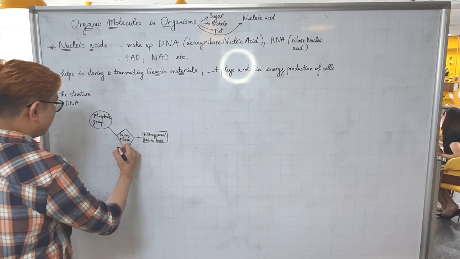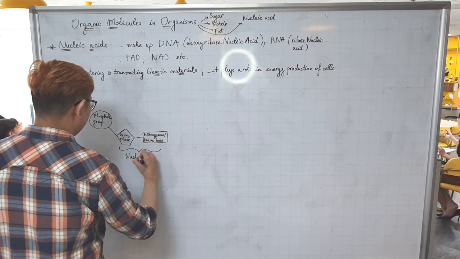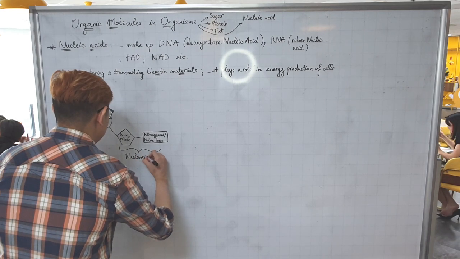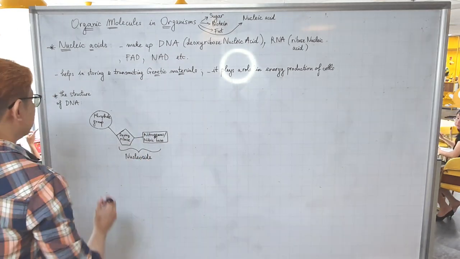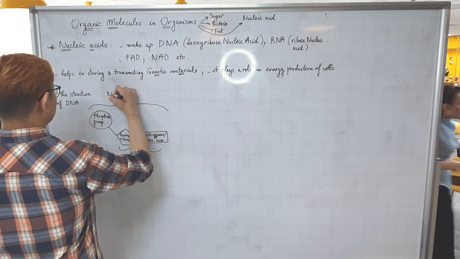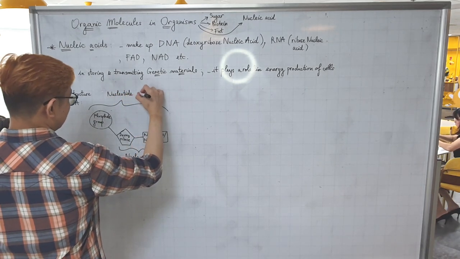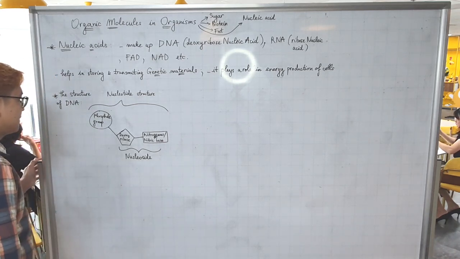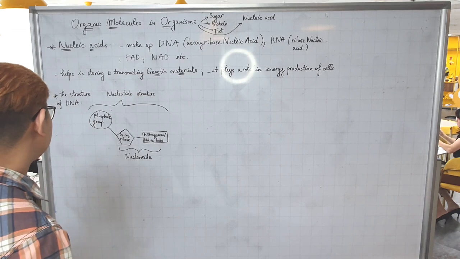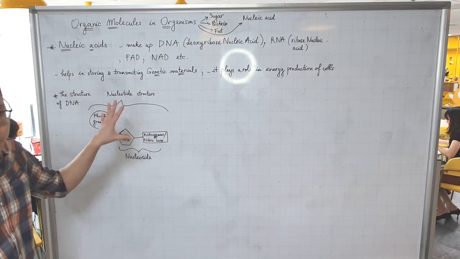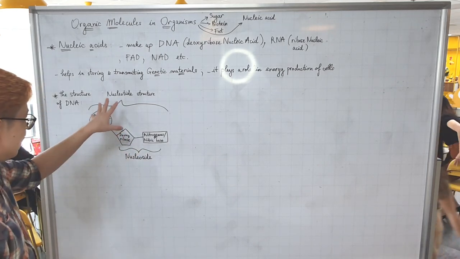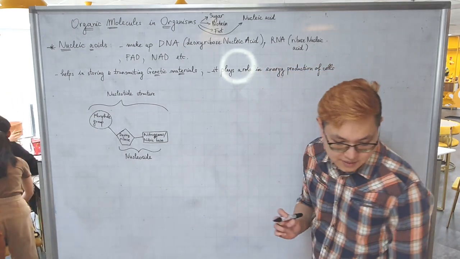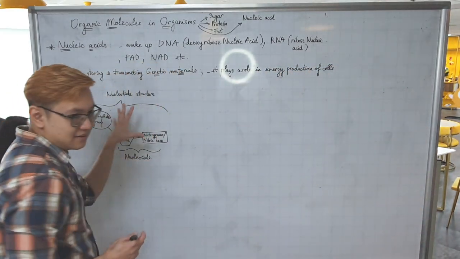So, if you consider only these two, it's called nucleoside. Nếu mình chỉ coi là hai thứ này thôi, nó là nucleoside. But if you consider all three things, this is called nucleotide structure. Okay. So, a structure of DNA is made out of nucleotide structure, okay? Và cái cấu trúc DNA thì được tạo thành bởi từ cái này. Nucleotide structure. And then, many of those things combine together, they become DNA. Nhiều cái giống này nó cộng lại mới tạo thành DNA.